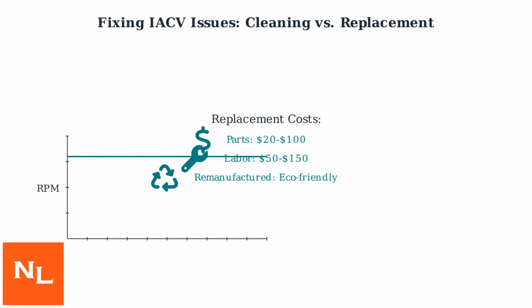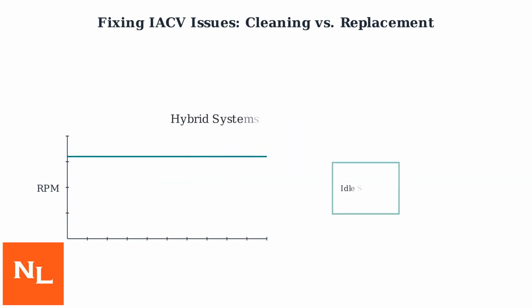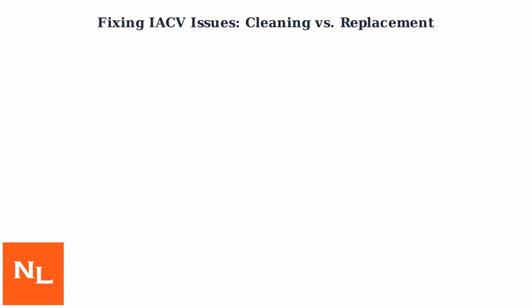IACV parts cost between $20 and $100, with labor adding $50 to $150. Consider remanufactured valves for an environmentally friendly option. In hybrid systems, software updates can often fix idle shutter without needing hardware changes.